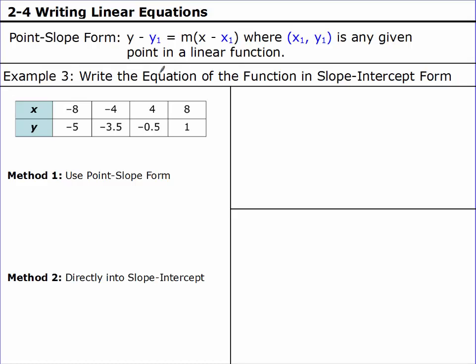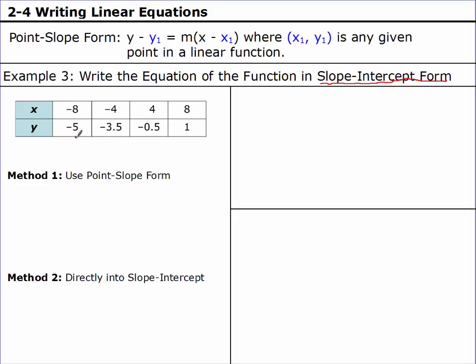A form we haven't talked about yet is called point slope form. It's y minus y1 equals m times x minus x1, where x1 and y1 are just any given point in a linear function. It doesn't have to be the y-intercept, it could just be any point. So this one's a little more flexible than slope-intercept form is. Alright, so notice it says write the equation in slope-intercept form. So one thing we can do is go through the point slope form and then just solve it out and get our slope-intercept. So that's what we're going to do first over here.